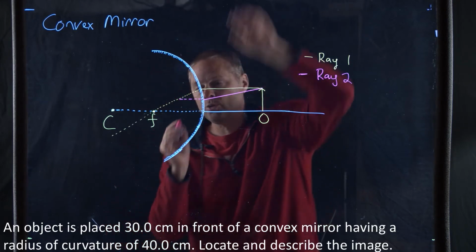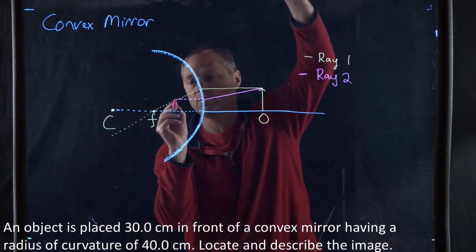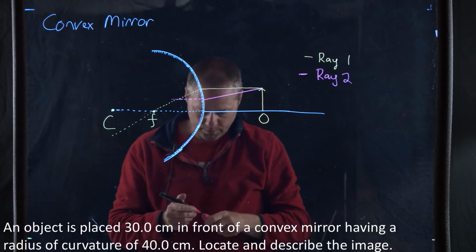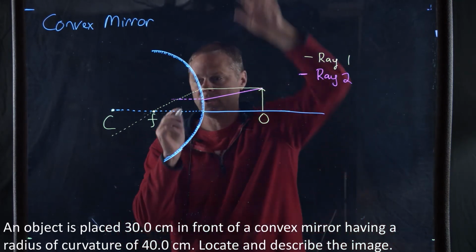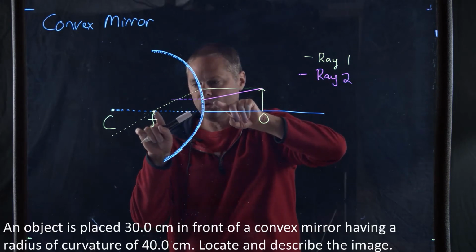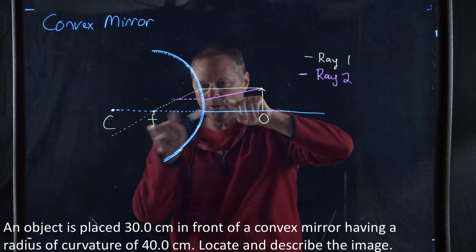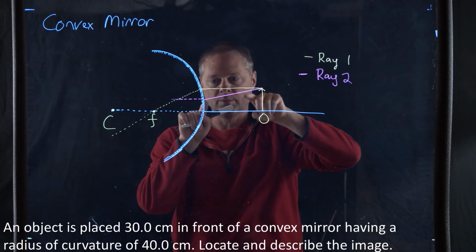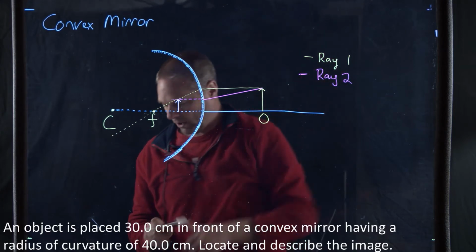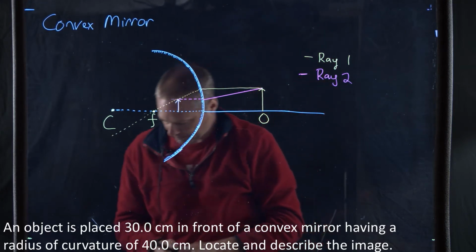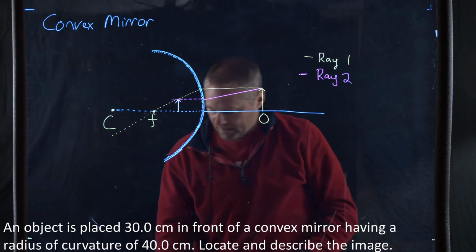And where these two intersect, so we can continue that, is going to be where the image occurs. Now, it can't go directly to the focal point simply because it's going to run into the mirror. And this is going to be our image.